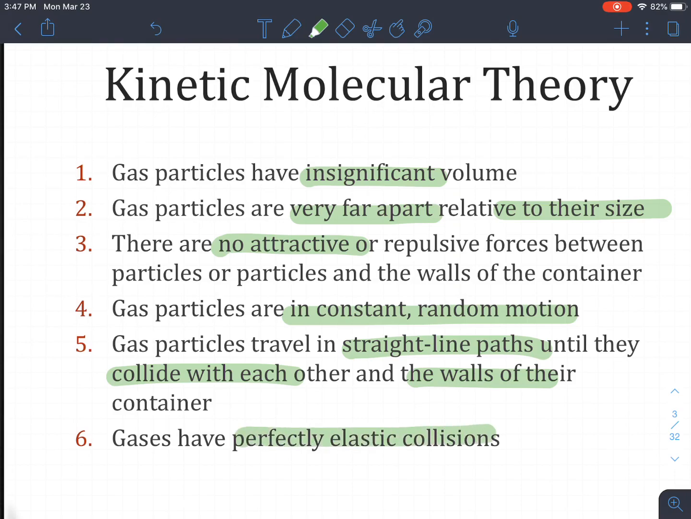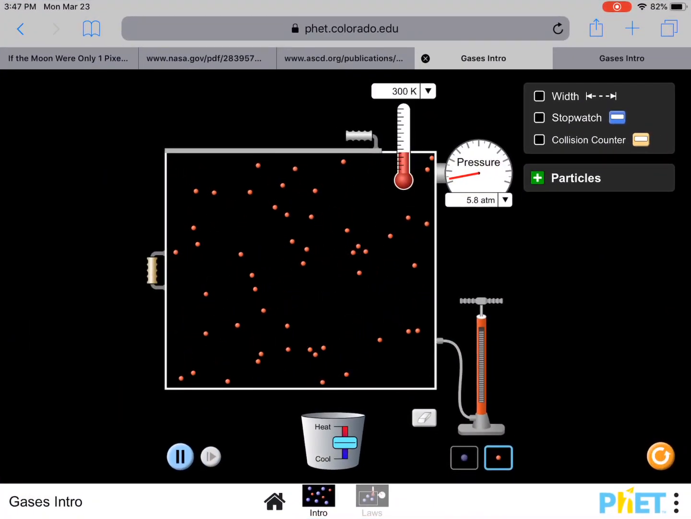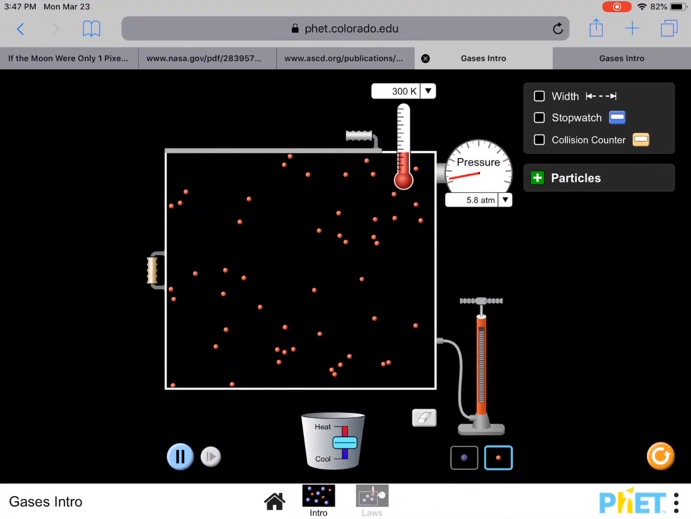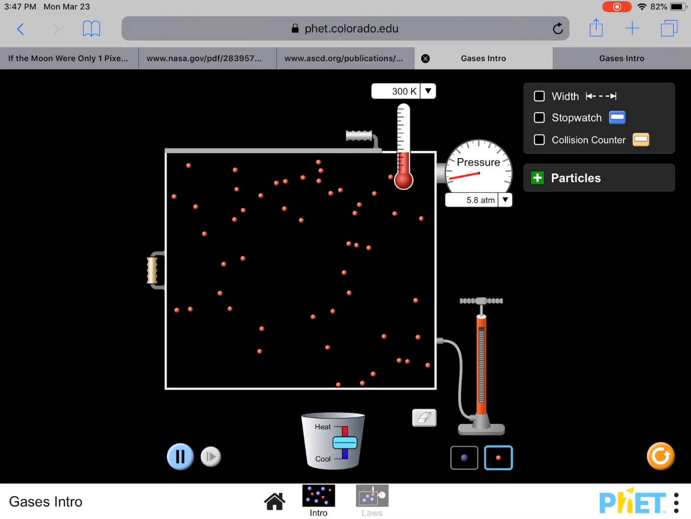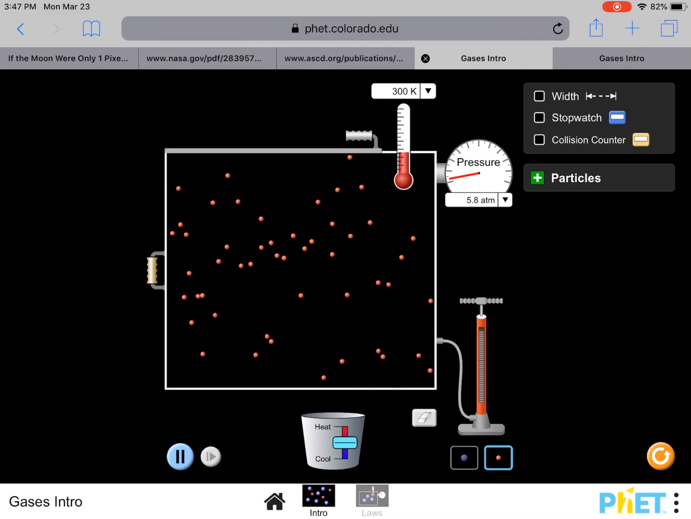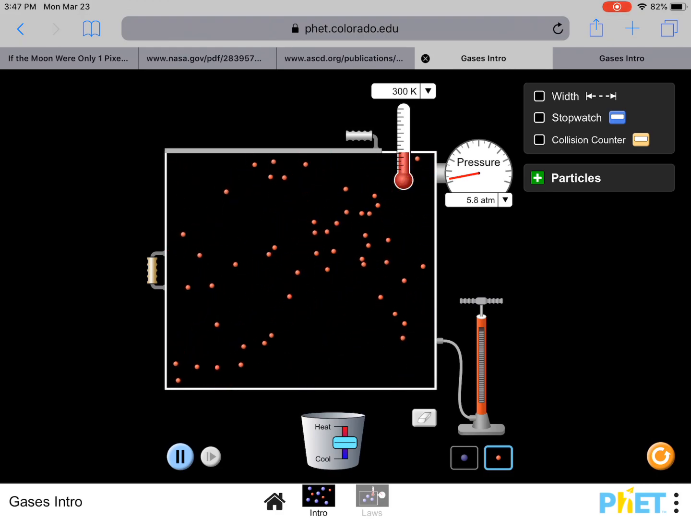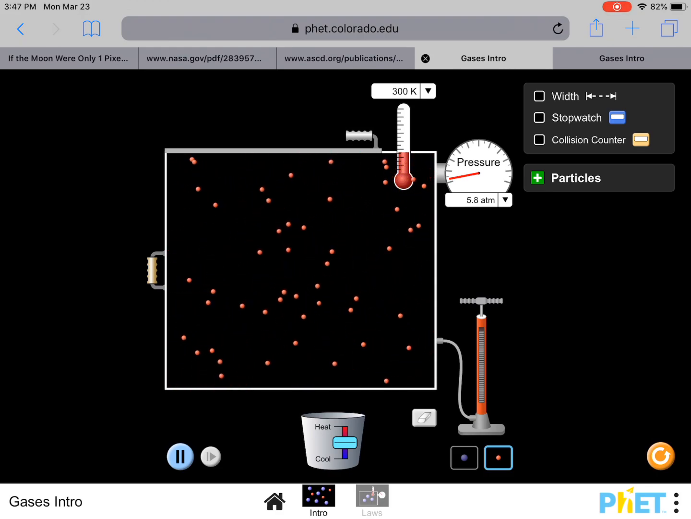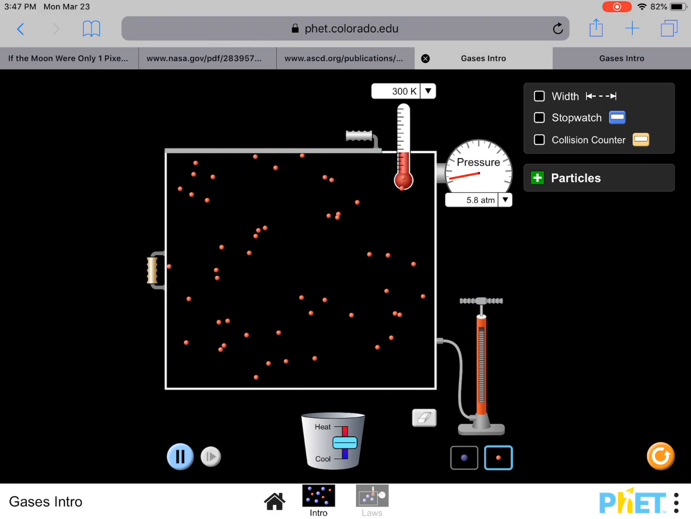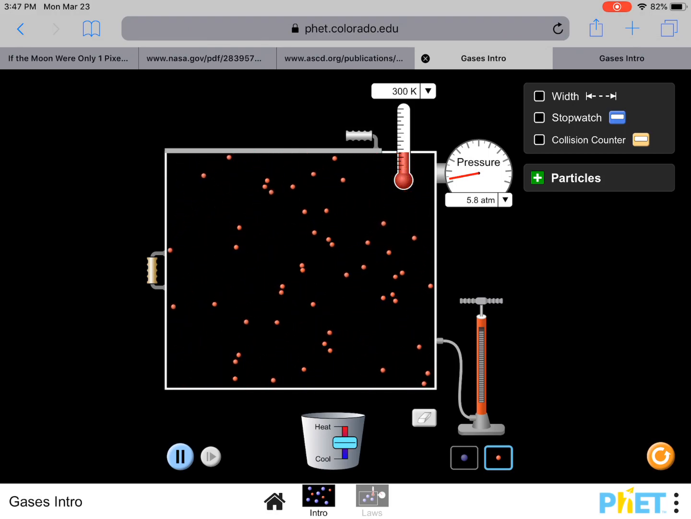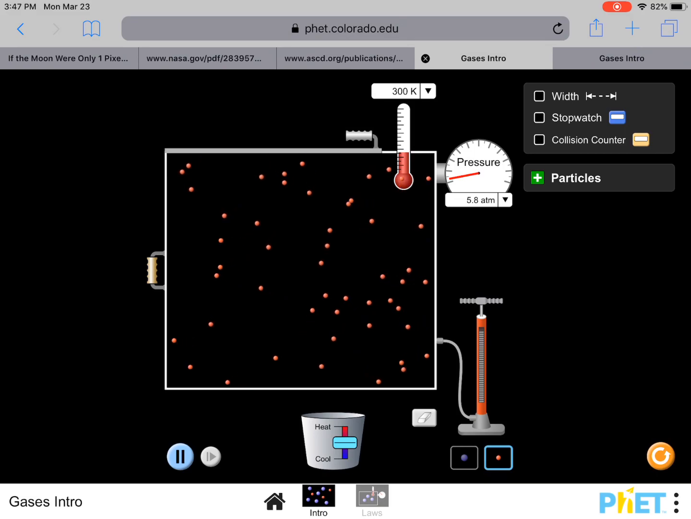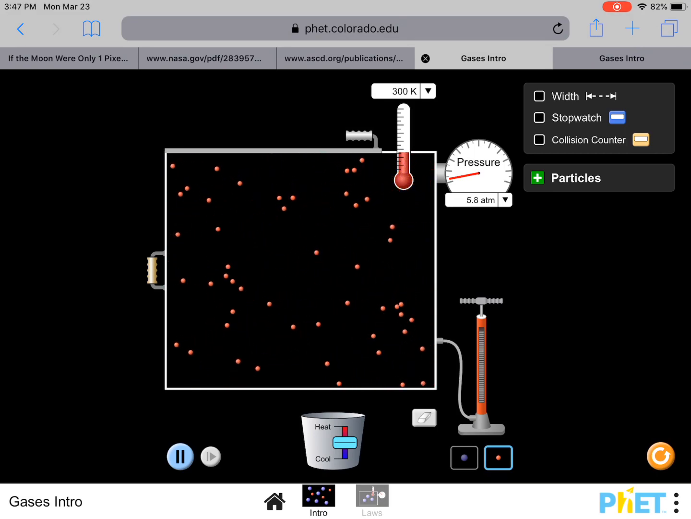So let's go back to the virtual lab that you guys did. If you take a look here, the actual size of the gas particles are very insignificant for the amount of space that they're consuming. They're very, very small and they're very, very far apart from each other. You can see that they're constantly moving. You can see that when they hit each other, they keep on going.